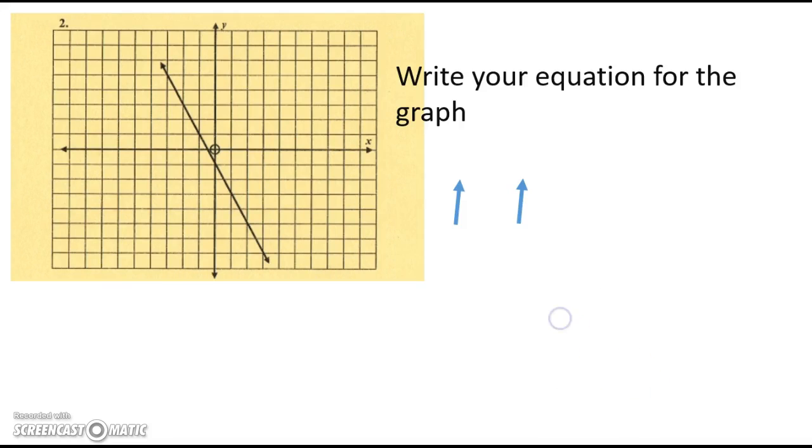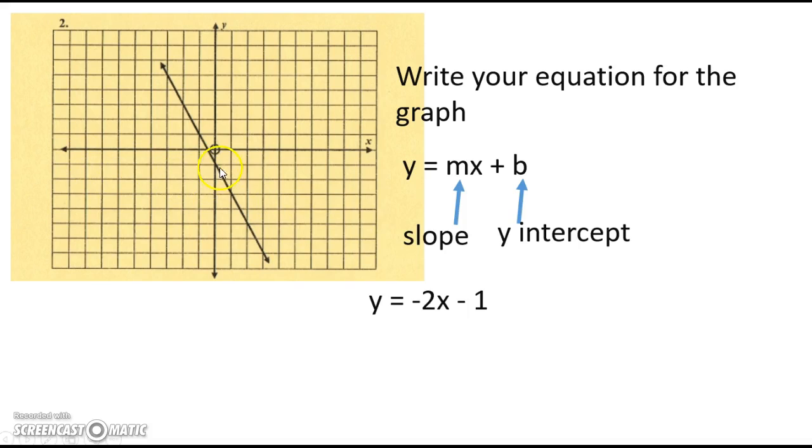Here we go. y equals mx plus b. M is your slope, b is your y-intercept. We just said our slope was negative 2 because we went up 4 over 2. That's where the negative 2 comes from. The negative 1 is right there where your y-intercept is.